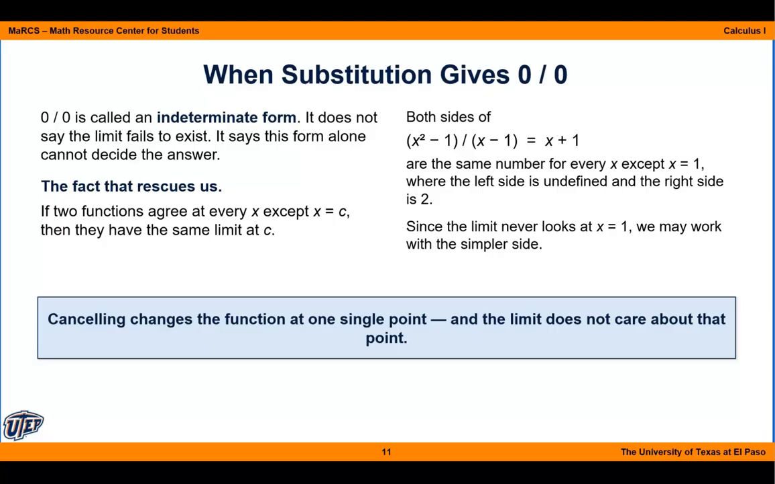If 2 functions agree everywhere near C, except possibly at C itself, then they have the same limit as x approaches C. In this example, factoring the numerator reveals a common factor. After the factor is canceled, the original quotient agrees with x plus 1 everywhere except at x equals 1. The original function is undefined at 1, while the simplified function equals 2 there. But the limit does not use the values at the point itself. It examines nearby values. Therefore, we may work with the simpler expression when evaluating the limit.